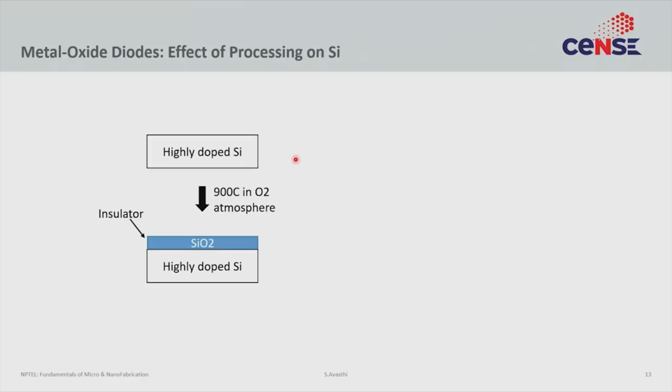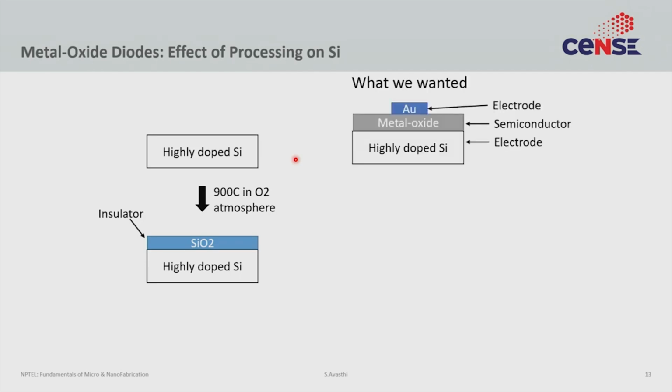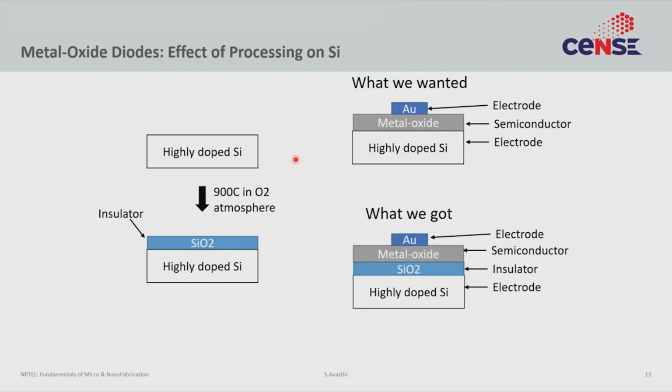The problem is you took the highly doped silicon, you introduced it to 900 degrees C in oxygen. What will happen? You will oxidize the silicon. So what you have on the highly doped silicon is not highly doped silicon alone, but also a layer of silicon dioxide, and that is an insulating layer. So what he wanted was a device structure that looked like this. But what the student got was a device structure that looked like gold, metal oxide, silicon dioxide, and silicon.